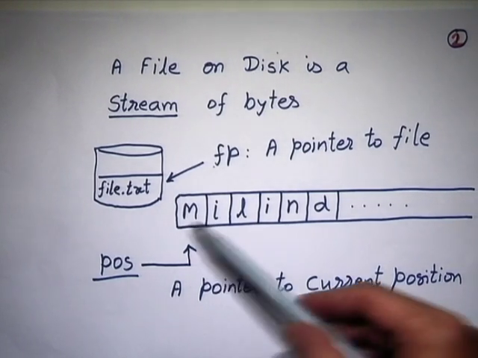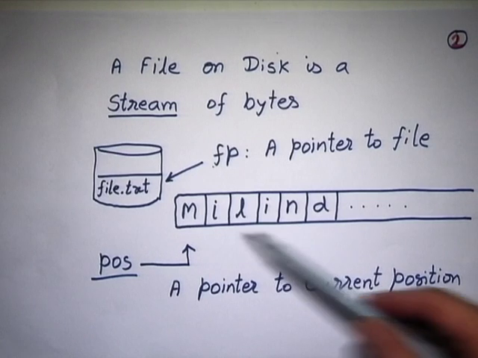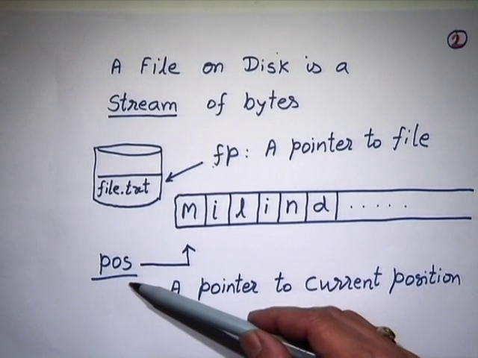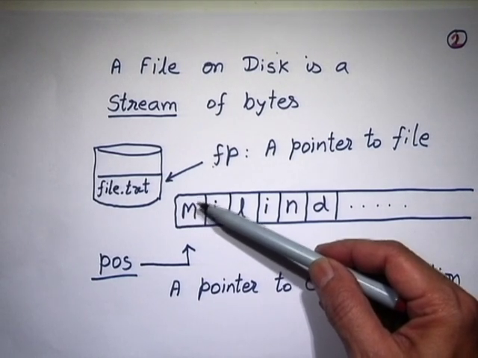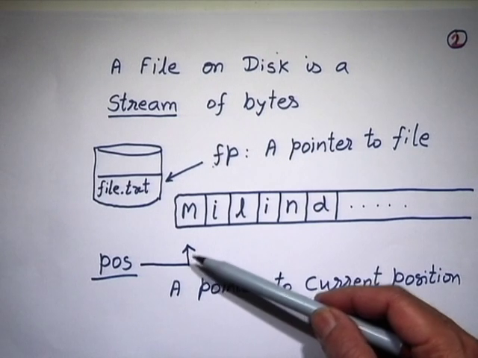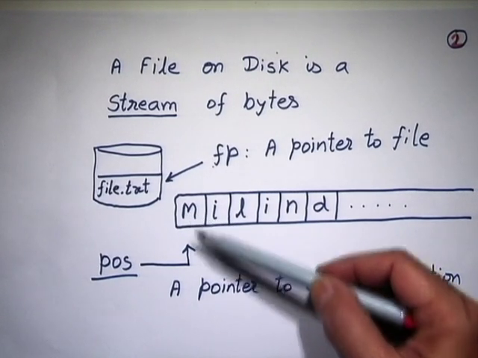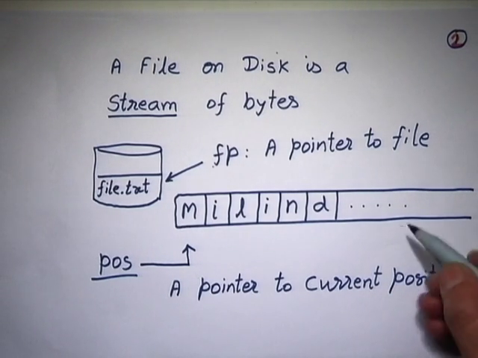The easiest way to conceptualize this is to consider the file to be an array of bytes, an array whose size is equal to the size of the file. The way you access this file, therefore, should logically be that if you are given a particular position, say a value of POS, then wherever that POS points to, that element of the array should be the content of that file. So if POS is zero, traditionally zero is the first position in any array. If POS is zero, you're pointing to character M. POS is one, you're pointing to character I. If POS is 38, you are pointing somewhere here.